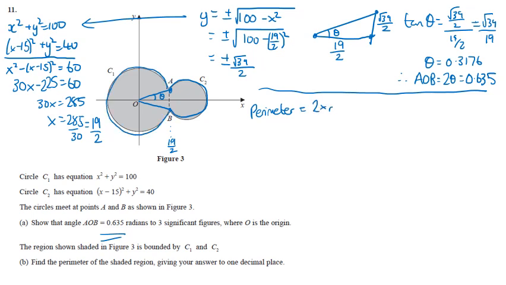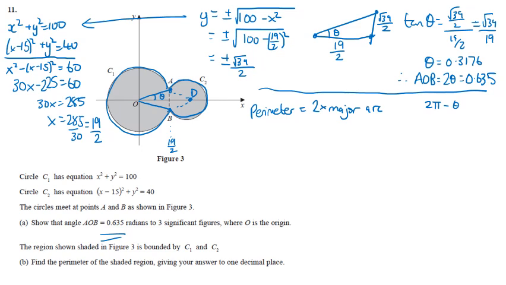It's just two major arcs of the circle. To find a major arc, we're going to do 2 pi minus the angle subtended. So we're going to have to find this point as well. Let's call this D. We need to find angle ADB, so we can find the arcs that are missing.